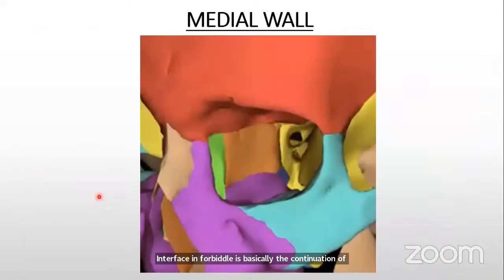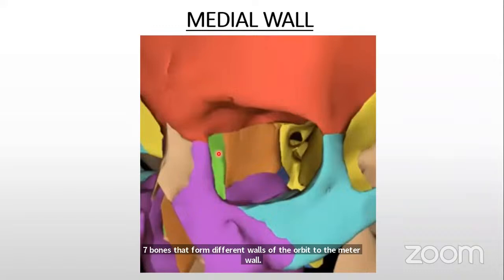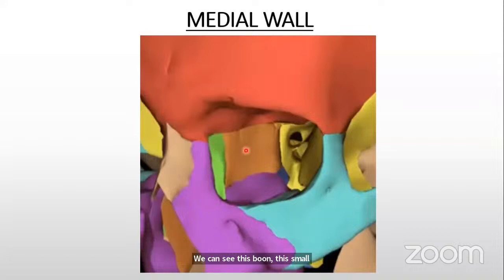The medial wall is one of the most complex walls because a lot of bones contribute. Six out of the seven bones that form different walls of the orbit contribute to the medial wall. We can see this small green bone, which is the lacrimal bone, then this orange bone, which is the lamina papyracea. This is the orbital plate of the ethmoid bone, and it is a paper-thin bone.